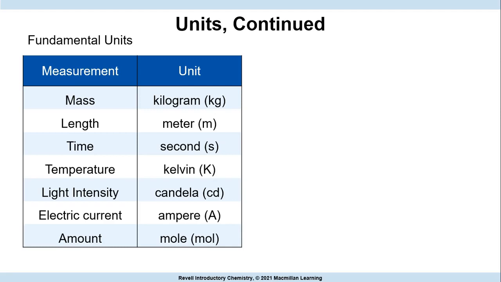We have the electric current, which is measured in amperes. And we have the amount of substance, which is measured in mole. So these are fundamental units. All the other units that we have, we call them derived units.